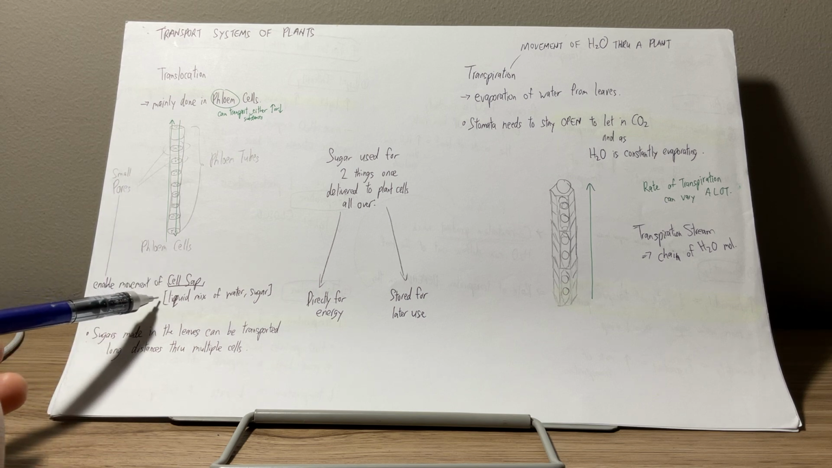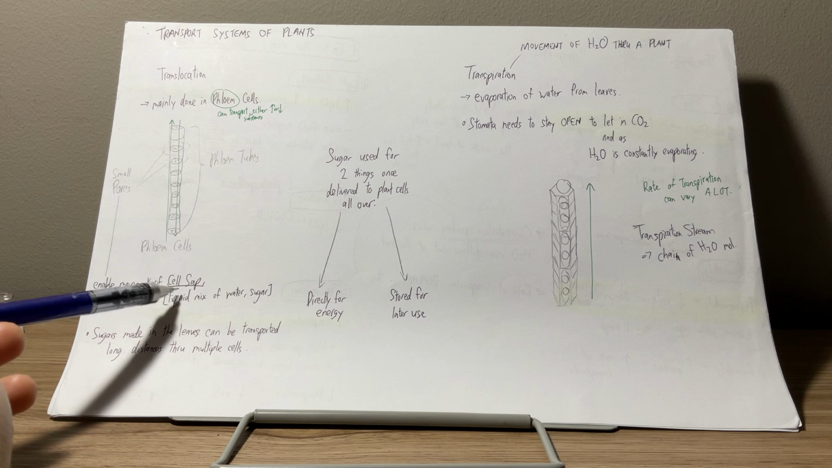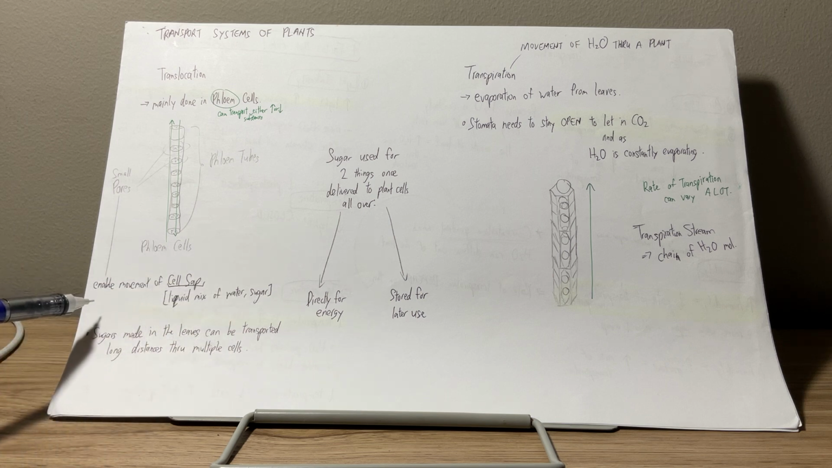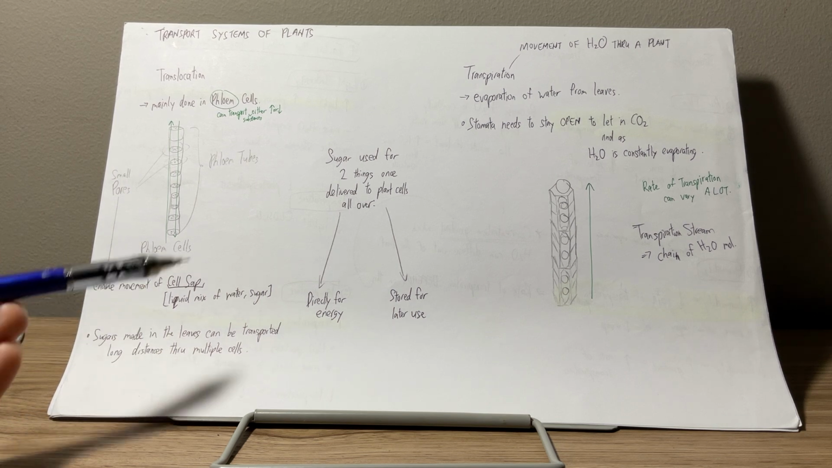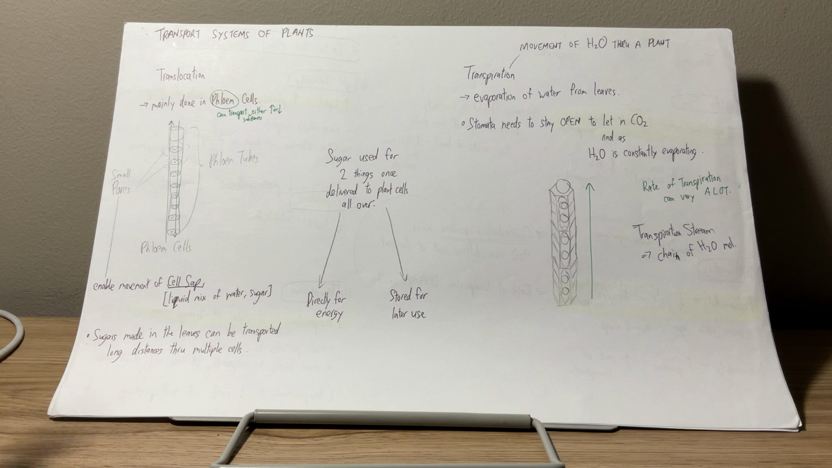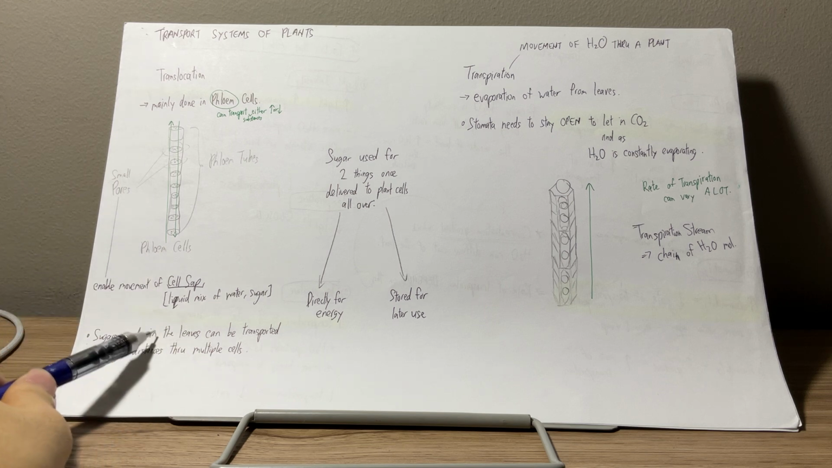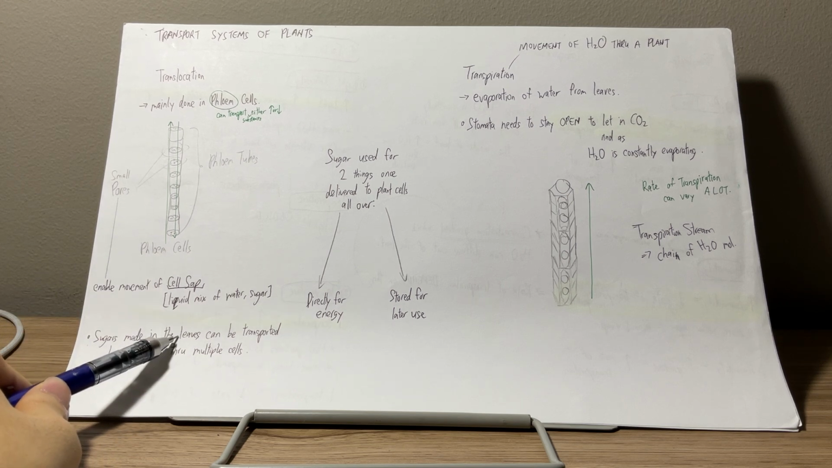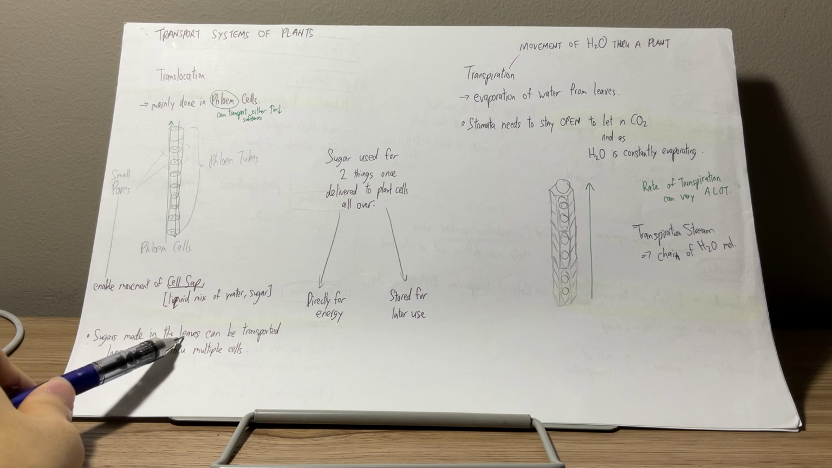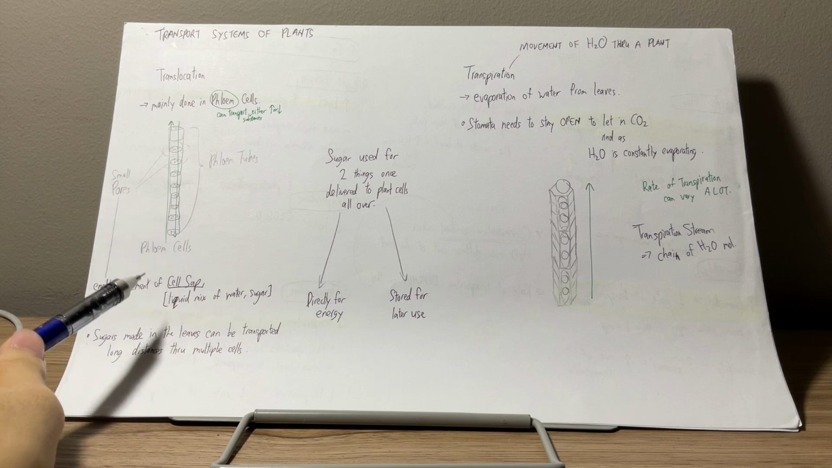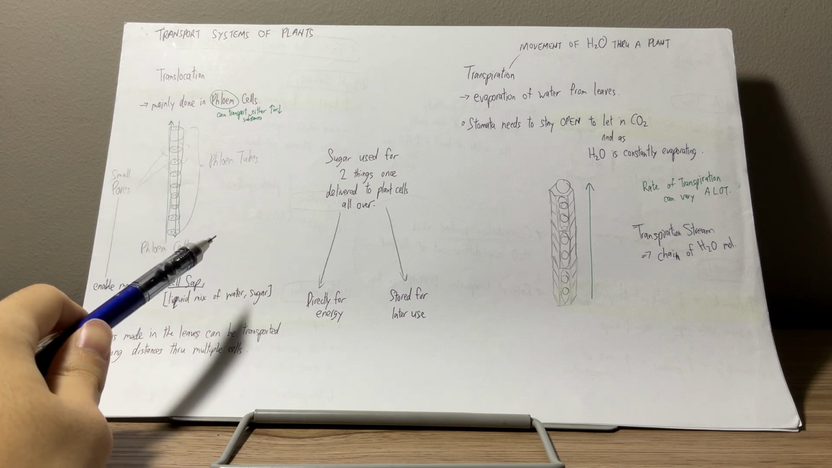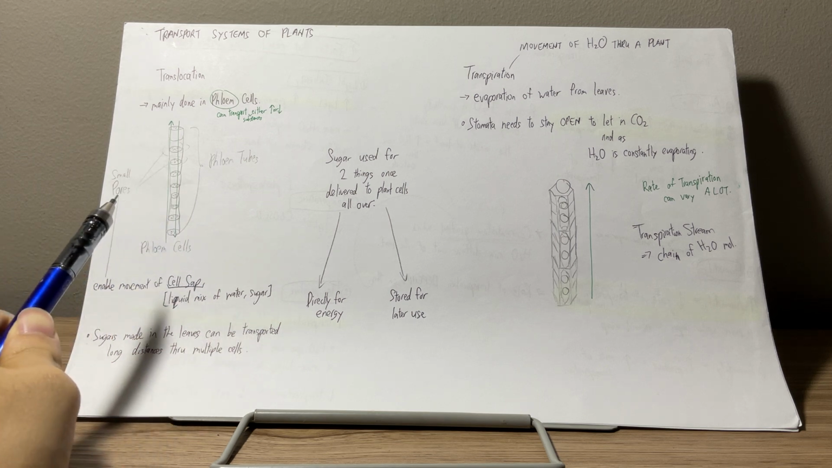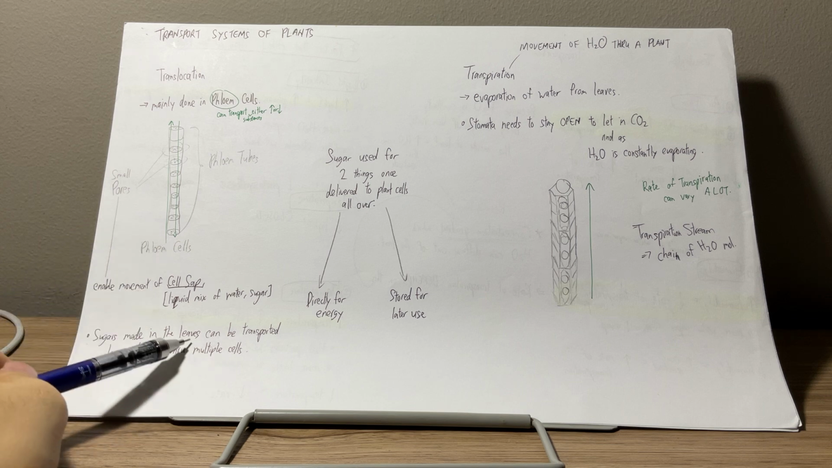Cell sap consists of water and sugar. It's a liquid mix of water and sugar. And sugars are made in the leaves so that they could be transported long distances through multiple cells. Based on the previous video, sugar is made in the leaves. Essentially, the light reaction and the Calvin cycle, both under the process of photosynthesis, basically happen in the leaves.